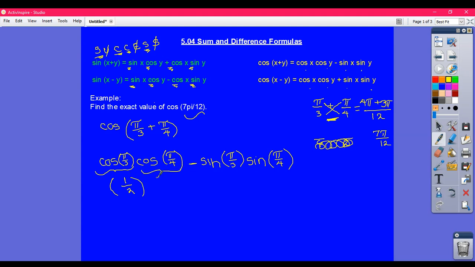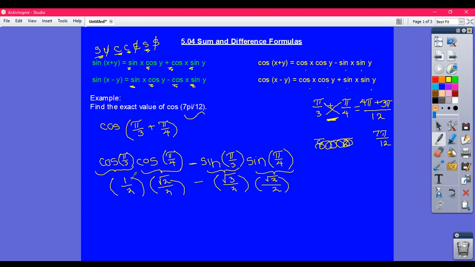times the cosine of pi over 4. Cosine of pi over 4 is square root of 2 over 2, minus sine of pi over 3, which would be square root of 3 over 2, and the sine of pi over 4 would be the square root of 2 over 2. So once I'm done with my unit circle, I have some operations applying algebra. I could do PEMDAS. Remember, you multiply before you subtract.